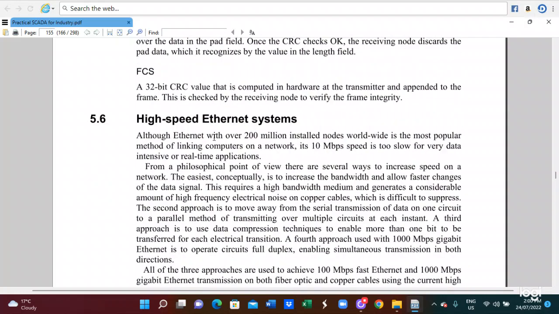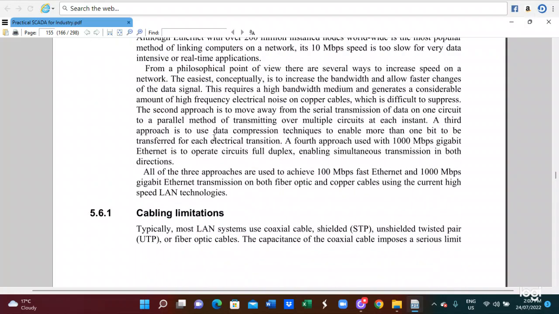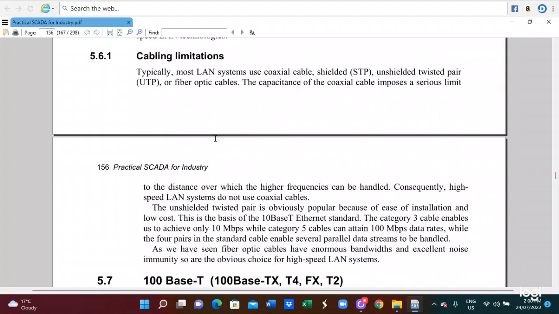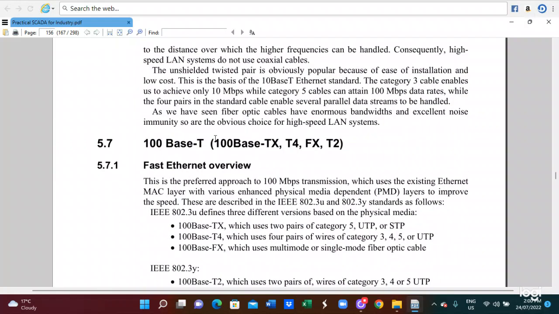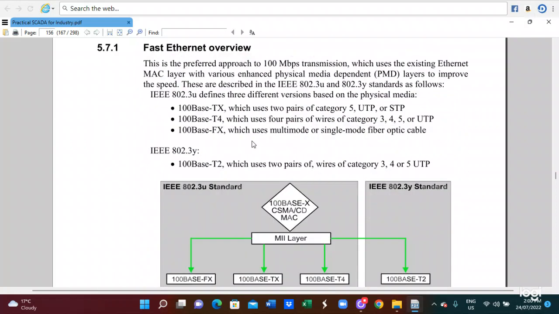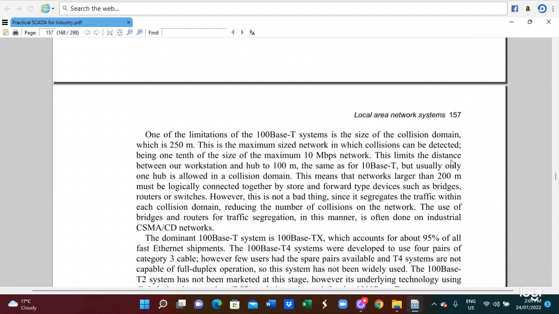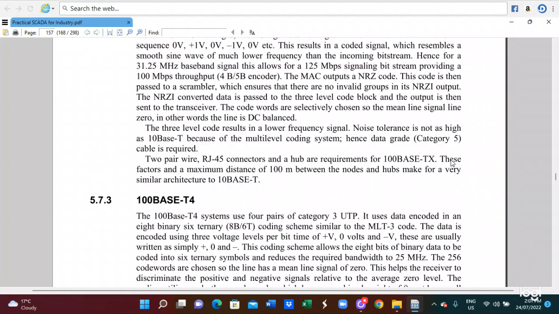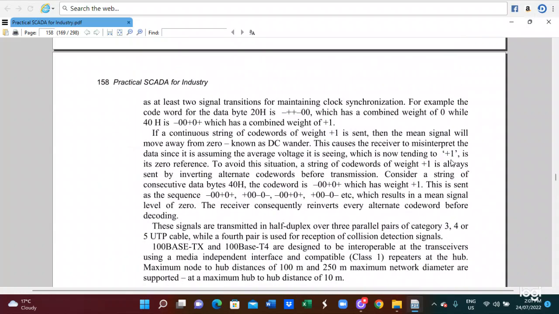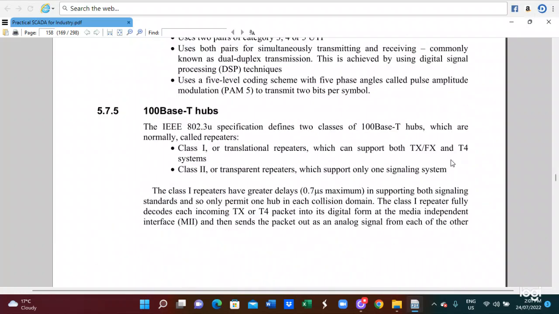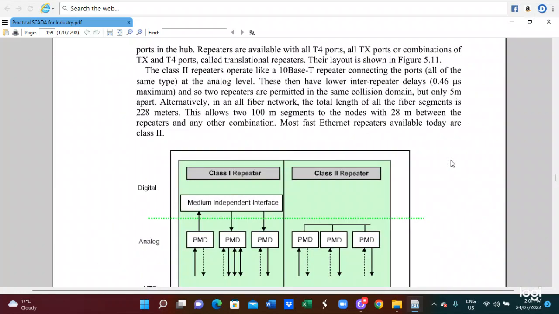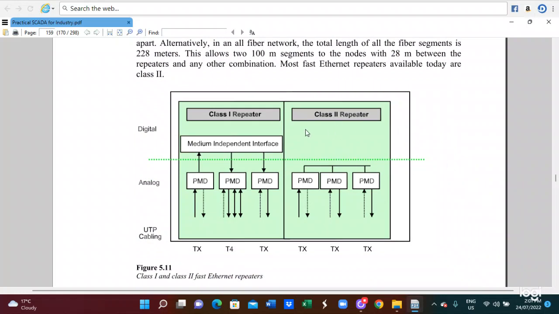Also, you know about the high speed Ethernet system. Given information, given limitation, the 100BaseT system, so this is the 100BaseT systems arrangement. 100BaseTX and FX system, and the rest is the T4 system. 100BaseT2 system, 100BaseT hub system. So this is a 100BaseT hub system, cases.